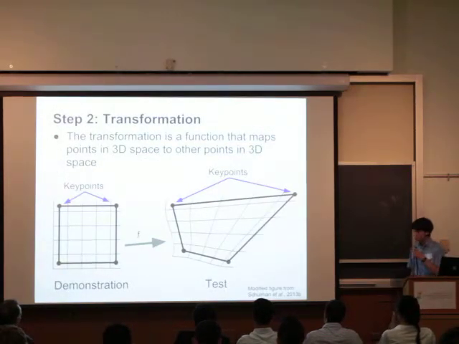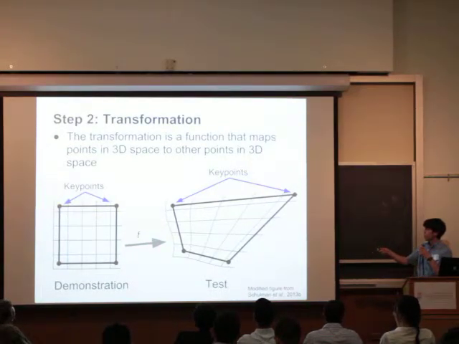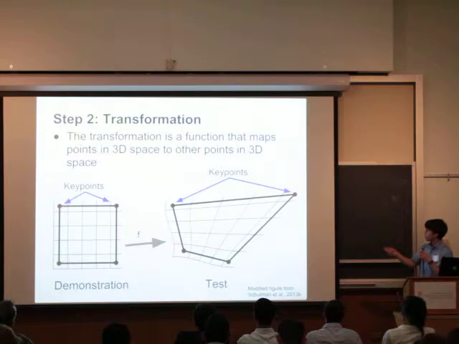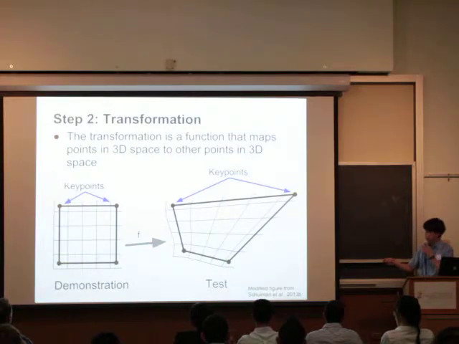Okay, so next is the actual execution phase. How does this work? Well, it first has to perform a transformation. A transformation is just a function, in our case, that maps points in 3D space to other points in 3D space. So how does our specific transformation work?